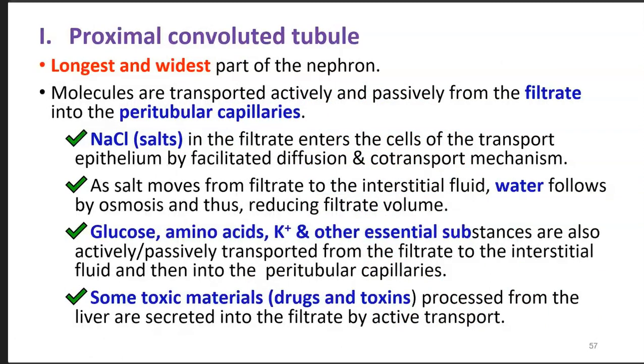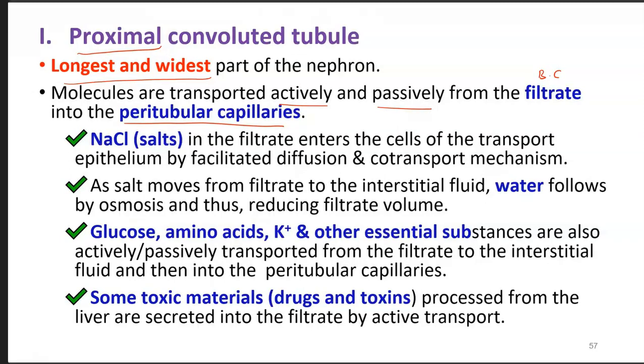Okay, so the proximal convoluted tubule. The proximal convoluted tubule is after the Bowman capsule. It is the longest and widest part of the nephron. Molecules are transported actively and passively from the filtrate in the Bowman capsule into the peritubular capillaries.